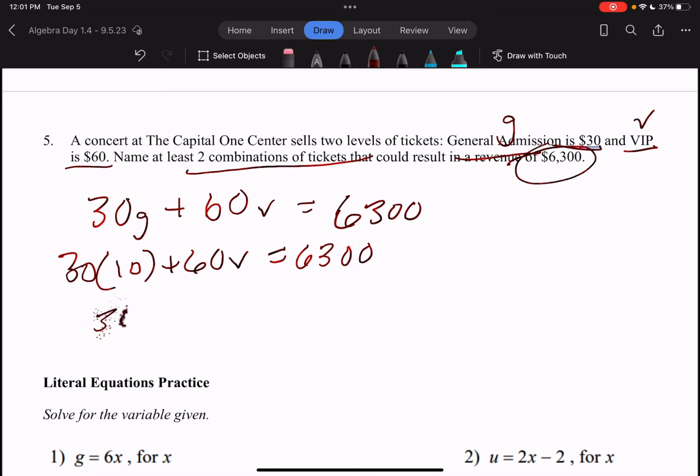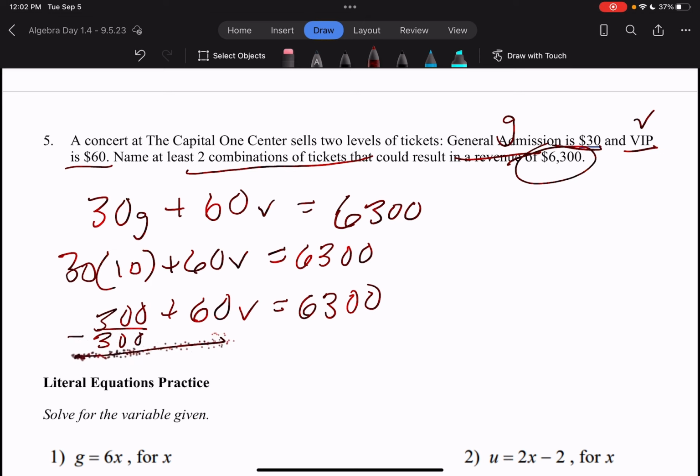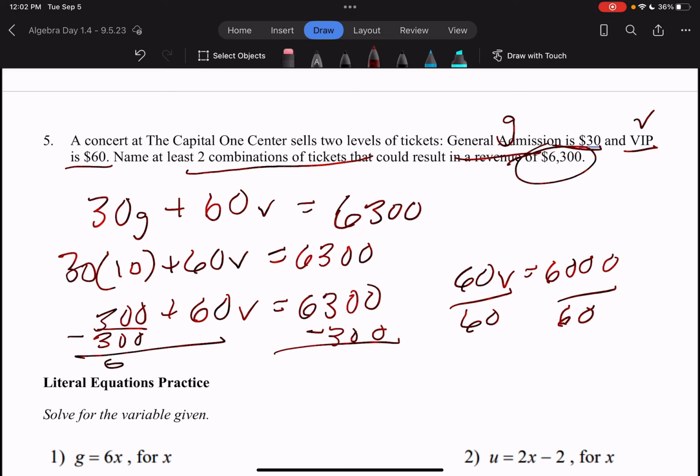This is going to give us 300 plus 60V equals 6,300. Okay, I'm going to subtract my 300 on both sides. Minus 300. This is going to leave me with 60V equals 6,000. Now I can divide both sides by 60. And if you know this trick, we can look at the number of zeros, cross out the number of zeros. 600 divided by 6 is going to give us 100 there. All right, so one possible solution is if we sell 10 general admission tickets and 100 VIP tickets, that would bring in that amount of revenue.